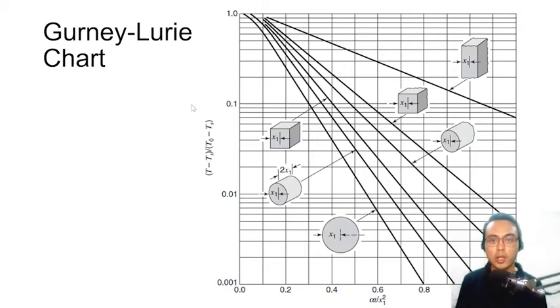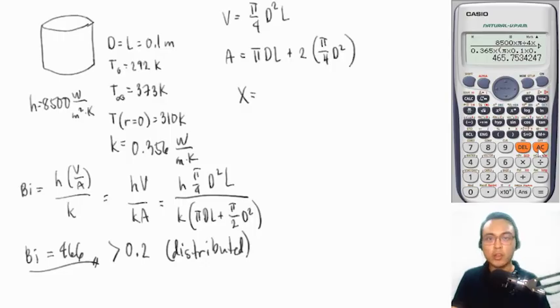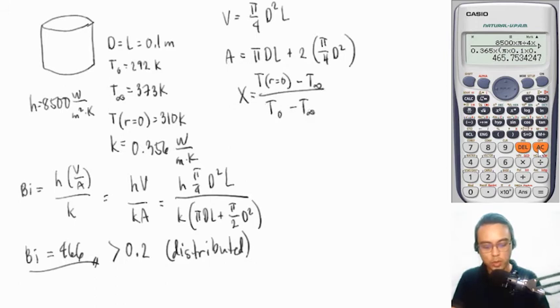Now, we can solve for the x-axis because all of these parameters are given. But for the y-axis, we are not given the value of time. In fact, we're searching for the time. Therefore, we need to find the y value before we can solve for time. Let's start by solving the x value here. We write that x is equal to the temperature at the center minus the surrounding temperature over initial temperature minus surrounding temperature. Substituting, 310 minus 373 over 292 minus 373.